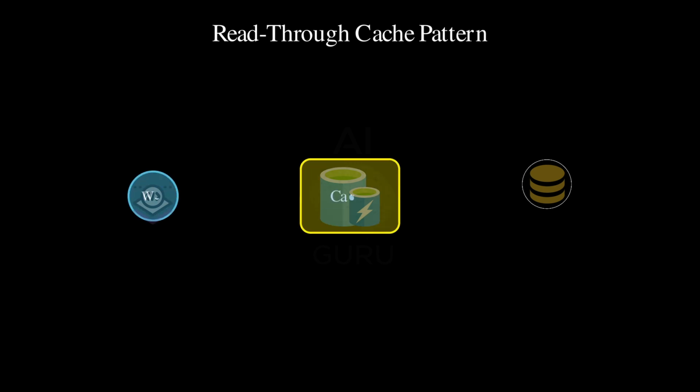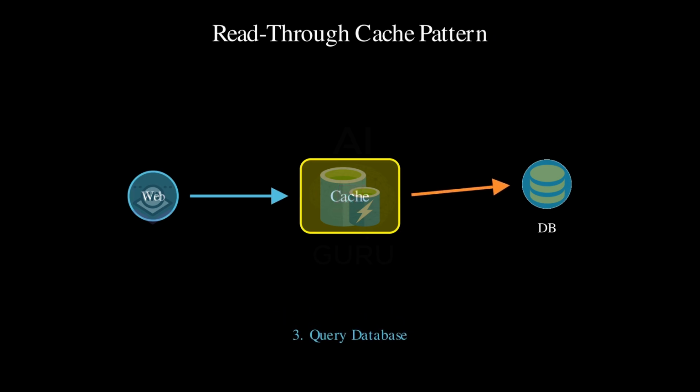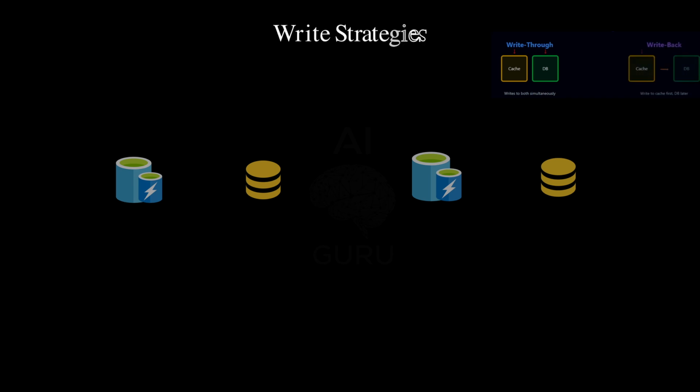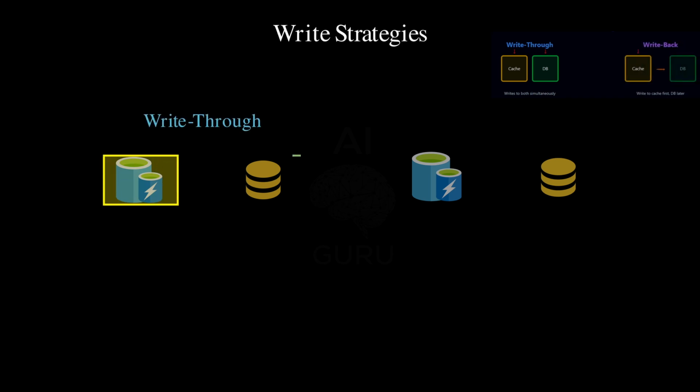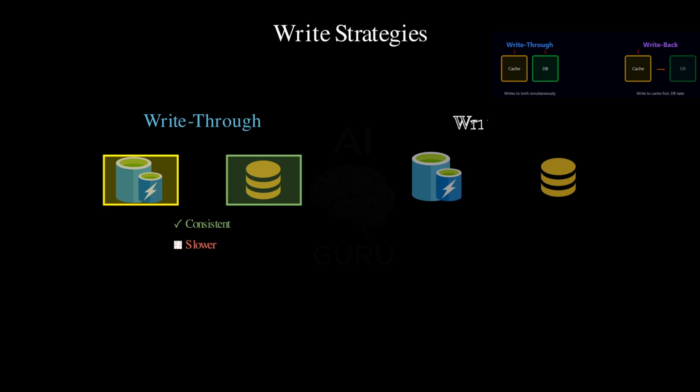Let's talk about strategy. Our basic example was the read-through cache, where the web server checks the cache first for a hit, or if it's a miss, it queries the database, stores the result, and then returns it. What's another critical strategy for high-volume writing? The alternative is a write-through or write-back strategy. In a write-through pattern, data is written to both the cache and the database at the same time. That seems like it simplifies consistency. It does, but you still have the latency of the slowest operation, which is the database write.